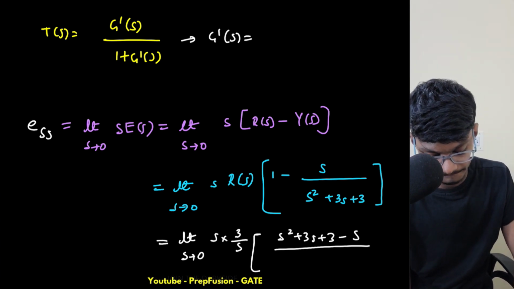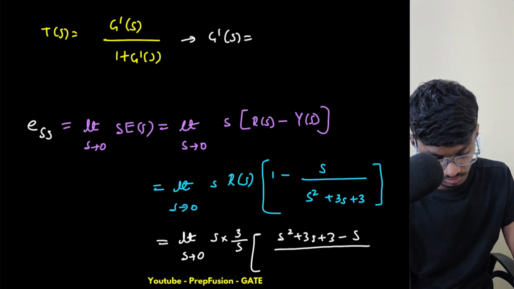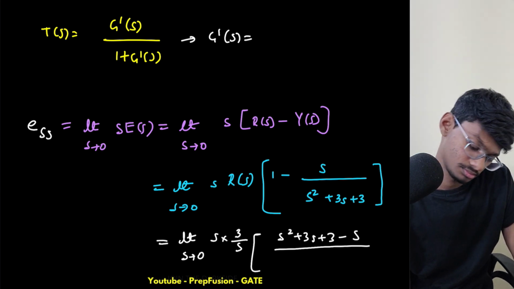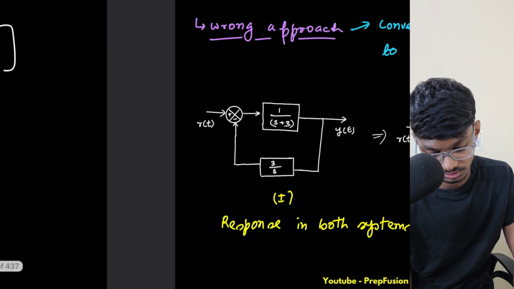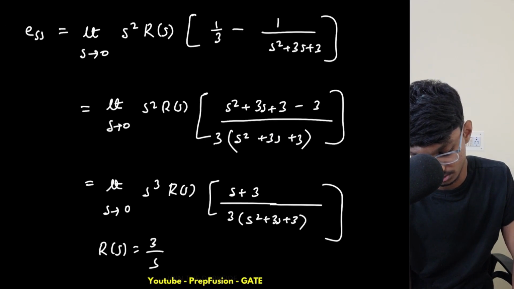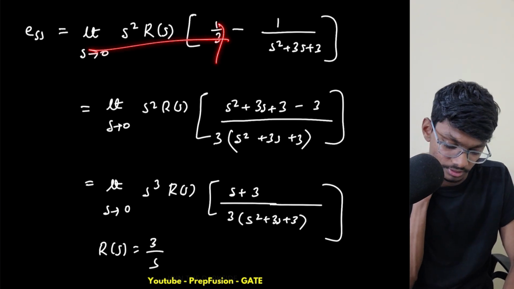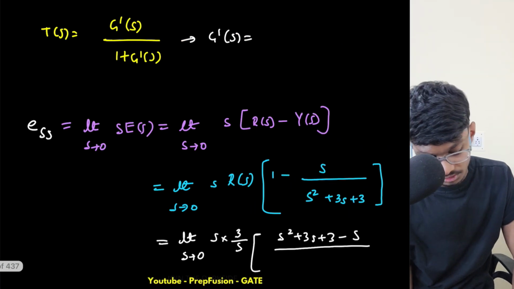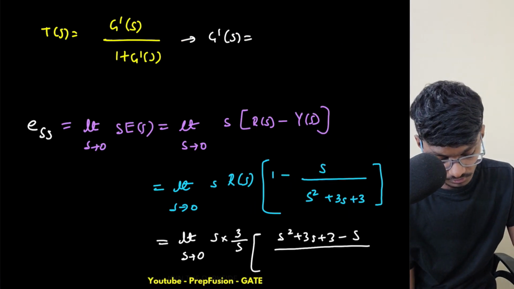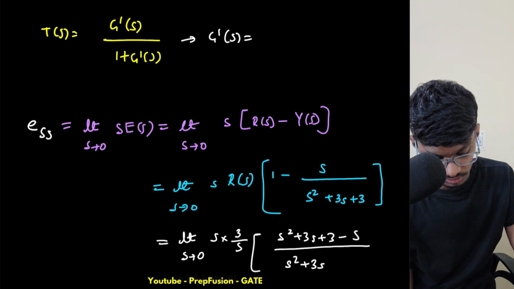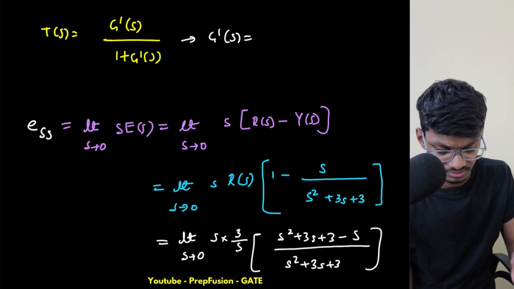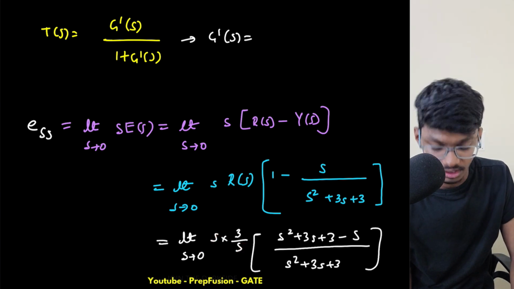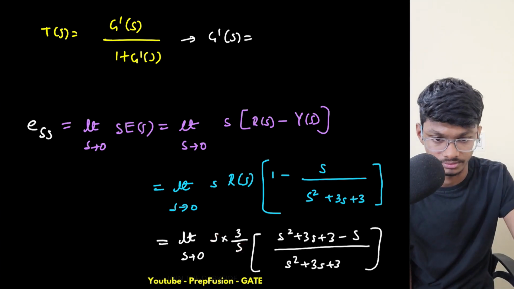This one was 3 by s. Am I doing the previous question, did I do anything wrong here? Okay, this one was 3 by s, right? Yeah, s went over and s, that is fine. So this one will become s square plus 3s plus 3, right? Obviously here nothing is getting cancelled. This s is getting cancelled, and what am I getting if I put s equals to 0?